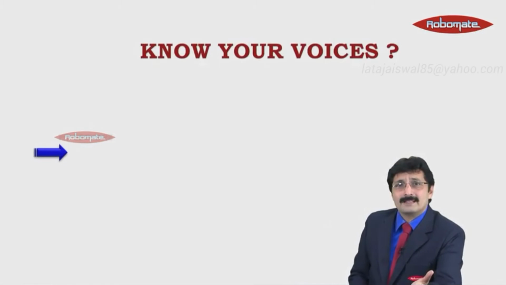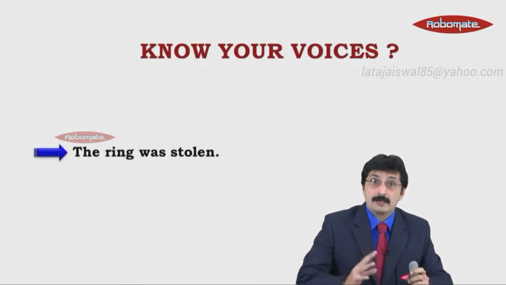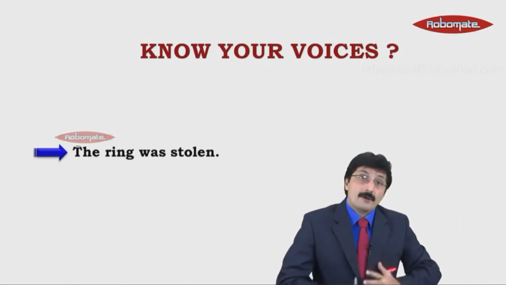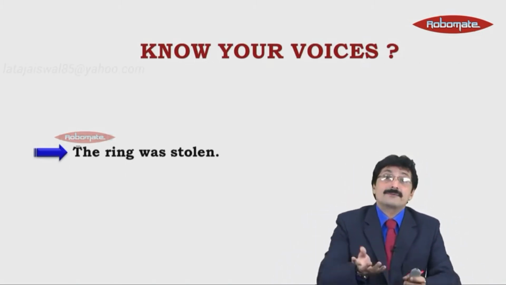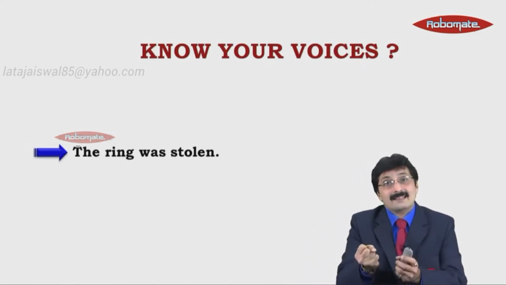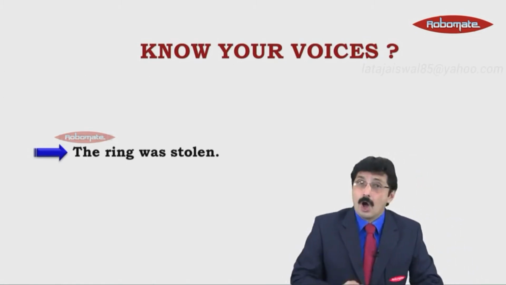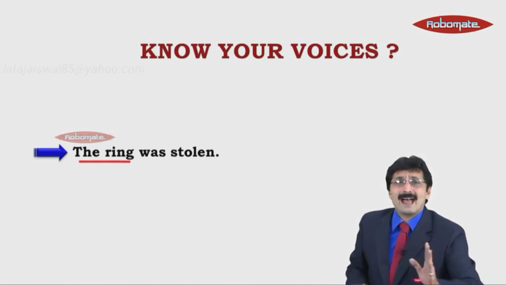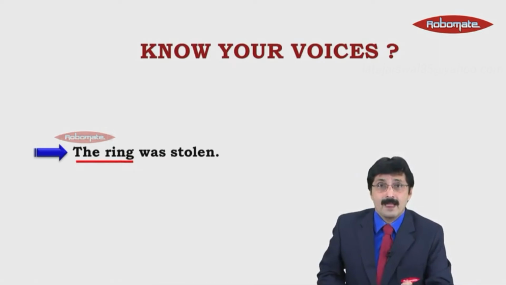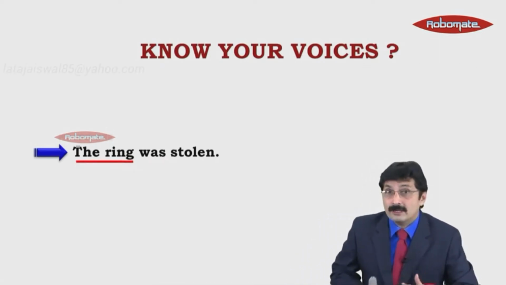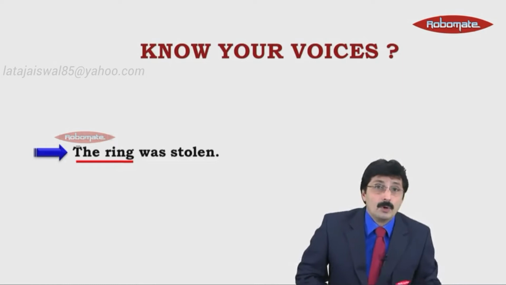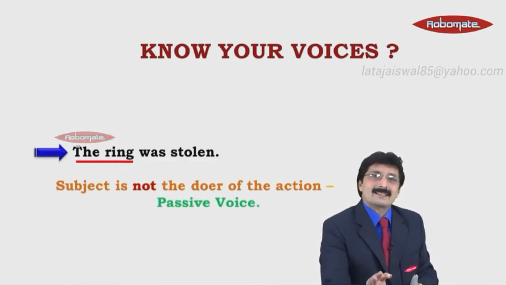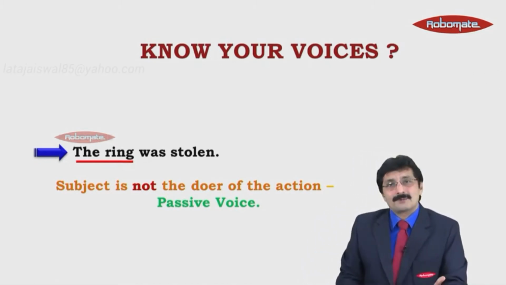Sentence for you, my dear friends. The ring was stolen. To know how to change from the active voice to the passive voice, we must first know whether the sentence in front of us is in the active voice or in the passive voice. The ring was stolen. Find the subject, as simple as that, the ring. Has the ring done any action in this sentence? Is subject the doer of any action? Not at all. In that case, this sentence is in the passive voice because subject is not the doer of the action.